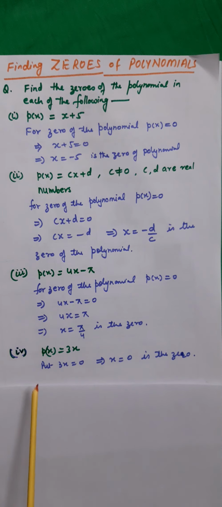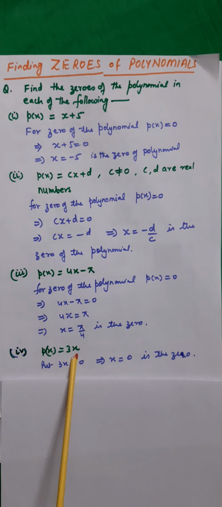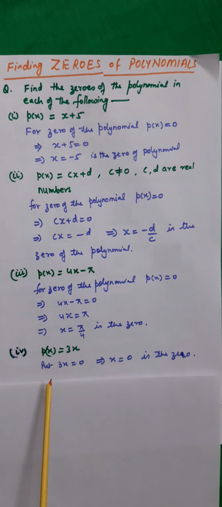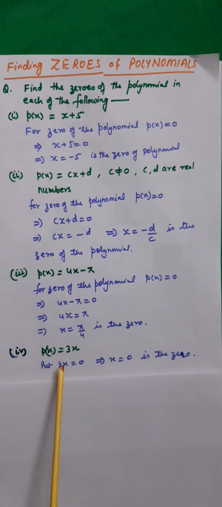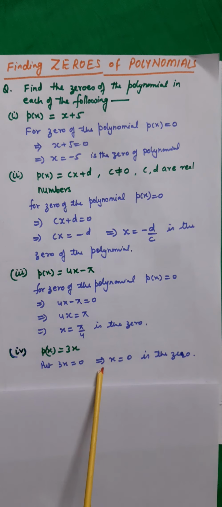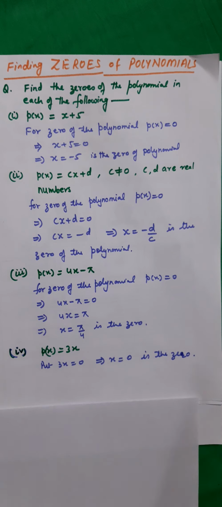Let's have one more example. p(x) = 3x. Now, what value of x can make it 0? Obviously, x = 0, but how did it come? Let us equate 3x = 0. This implies x = 0.